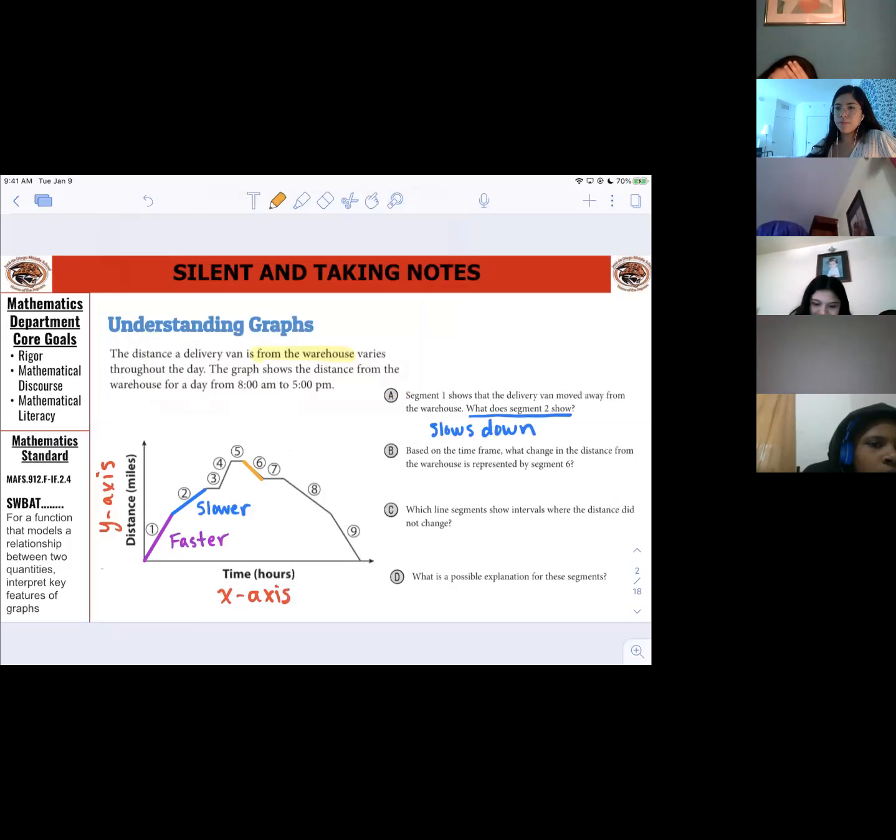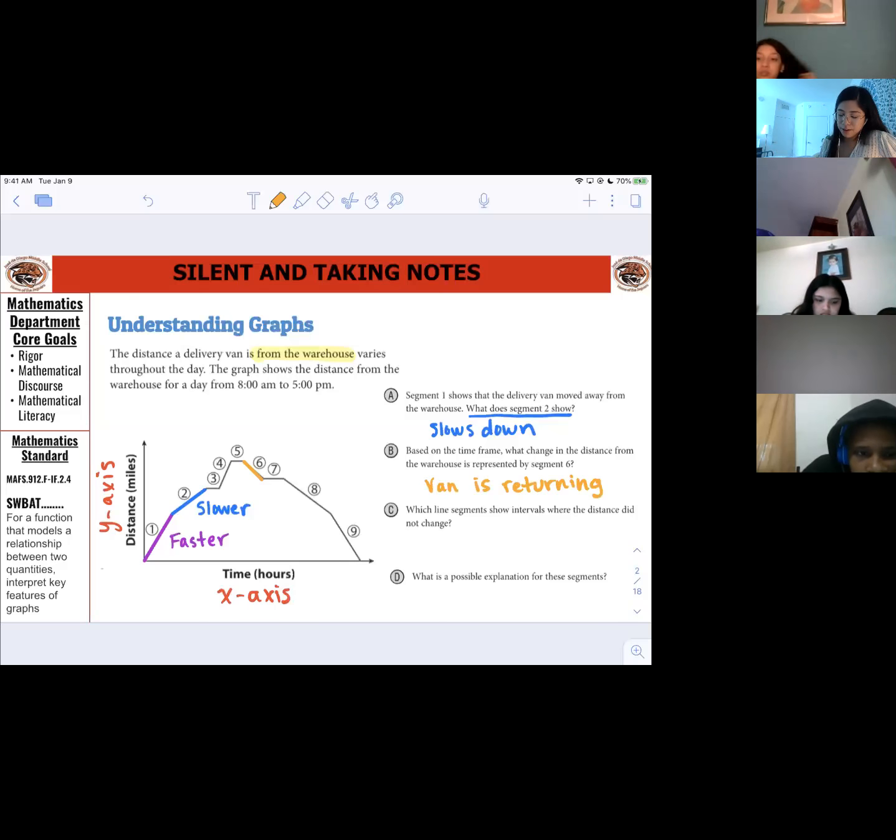It's going faster? Remember, it's not necessarily going faster. What is the y-axis measuring? The distance. So if the distance was going up, up, up, up, up, and now the distance is going down, where is the van in real life? What's happening with the van? He's returning. You got it. The van is returning to the warehouse or wherever.